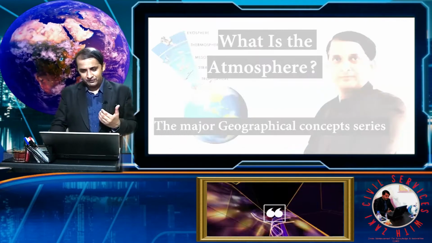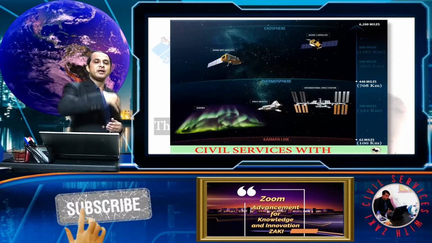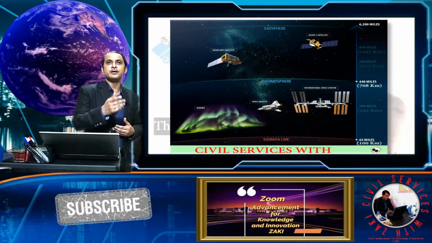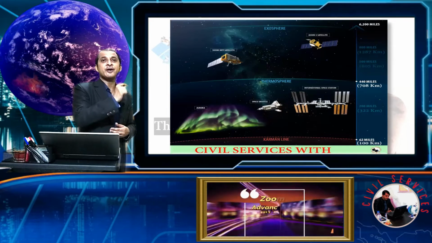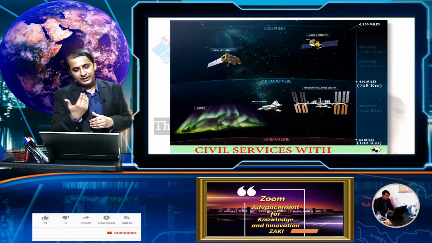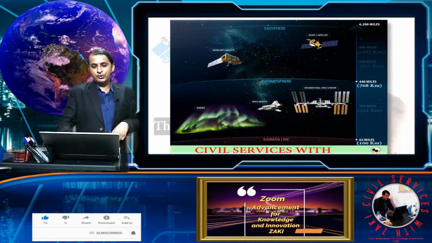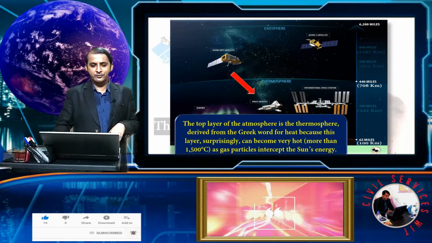So we move forward and see the other layers, which are above the Kármán line. Above the Kármán line is the heterosphere. So basically it is the thermosphere and the exosphere. So we move forward and see the thermosphere.